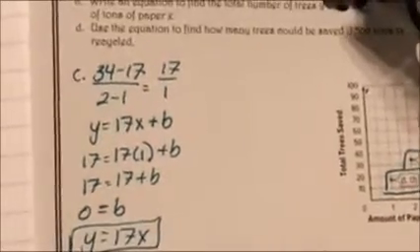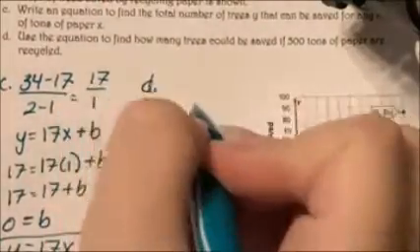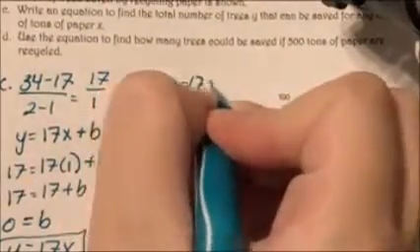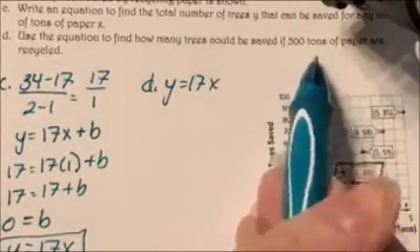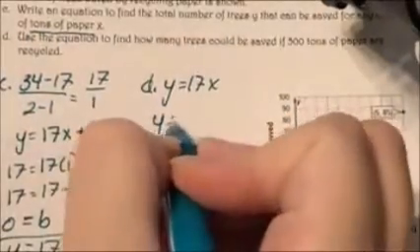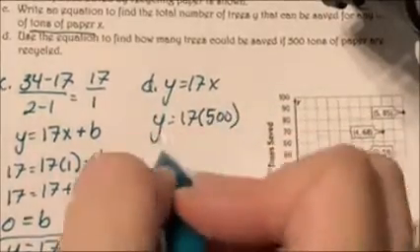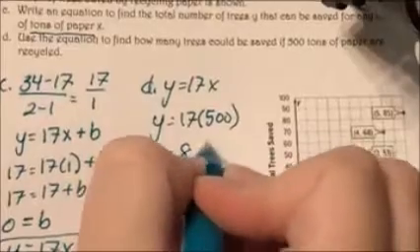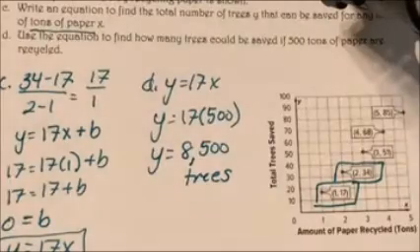Letter D says use the equation to find how many trees could be saved if 500 tons of paper are recycled. So for letter D, I'm going to take my equation, y equals 17x. And they said 500 tons of paper. I go back to my original problem, tons of paper was x. So that's what I'm plugging it in for, 17 times 500. Okay. When I multiply that, I get 8,500 trees, and y represented trees.